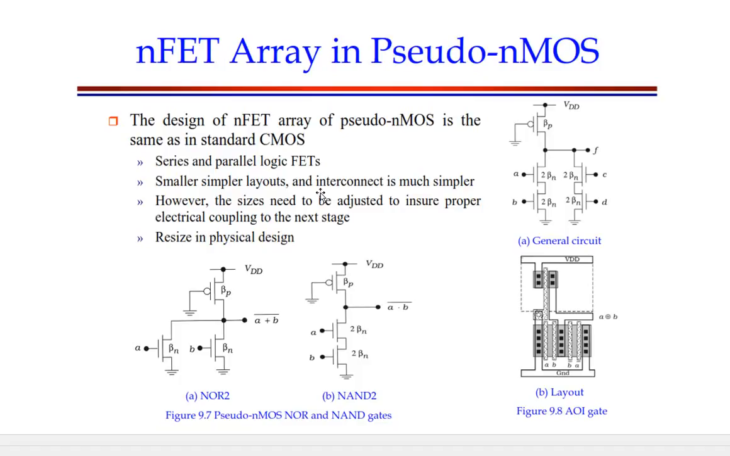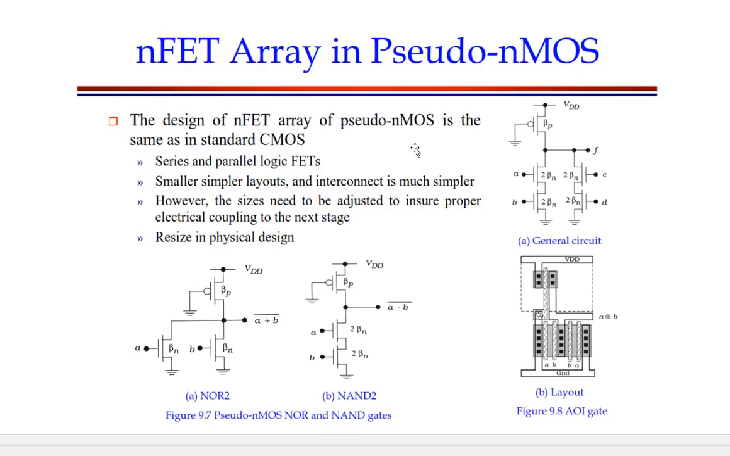If we want to design a pseudo-NMOS circuit for given combinational circuits, consider an example, a 2-input NOR gate and a 2-input NAND gate. The N-FET array structure is similar to the CMOS structure for both NOR and NAND, and here the PMOS is always connected to ground. Hence in this circuit the layouts are smaller and simpler, interconnect is much simpler, and it is possible to resize in physical design.